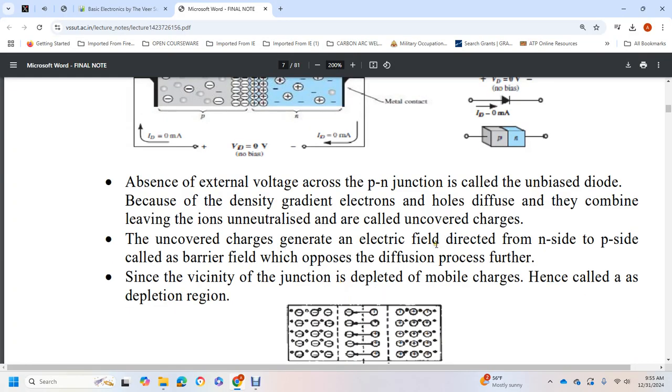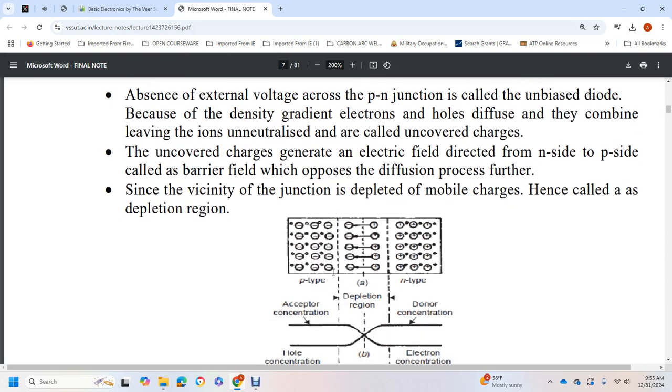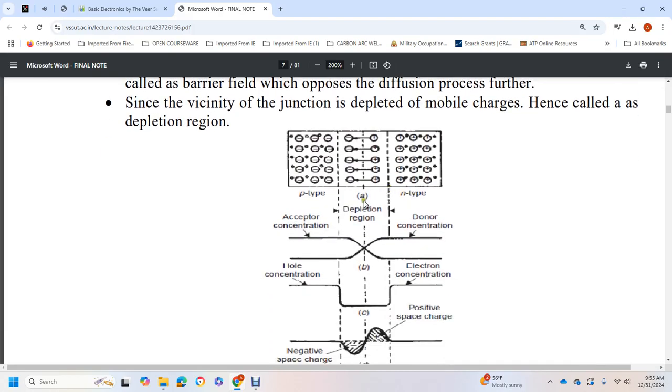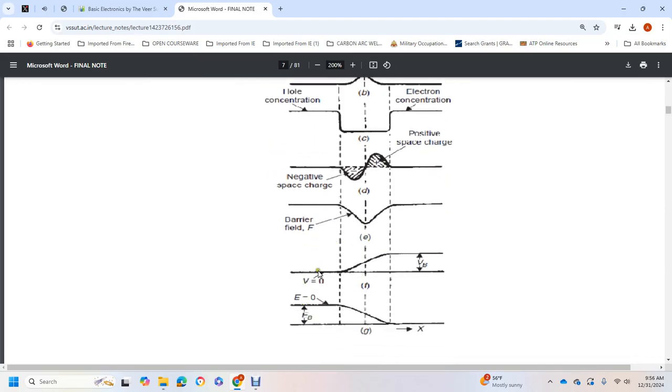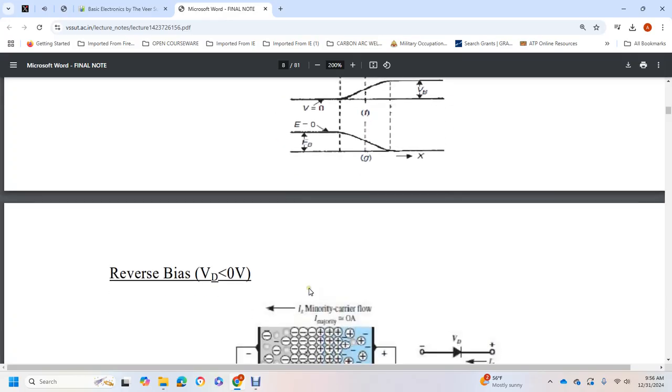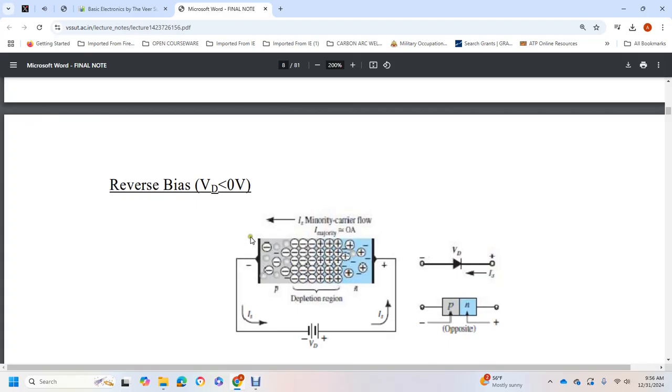The uncovered charges generate an electric field directed from the positive side to the negative side, called the barrier field, which opposes further diffusion and leaves the vicinity of the junction depleted of mobile charges, hence called the depletion region. So we have P-type and N-type, the depletion region, acceptor concentration, donor concentration, electron concentration, positive space charge, negative space charge, and the barrier field. Then we have the voltage, and E must be 0. Reverse bias.